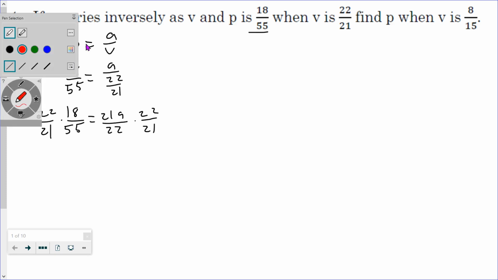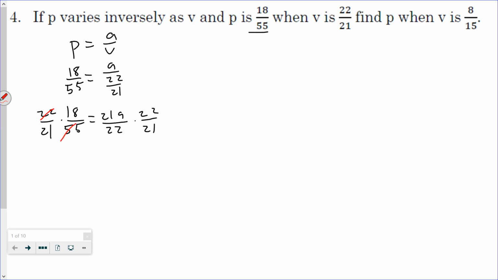From here, 22 and 55 are both divisible by 11, so 2 and 5 over here. These are both divisible by 3, so I get 7 and 6. And what I get is that my A value is going to be 12 over 35. So A is 12 over 35.